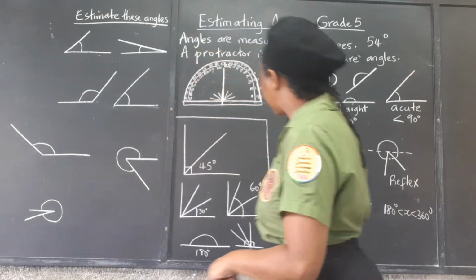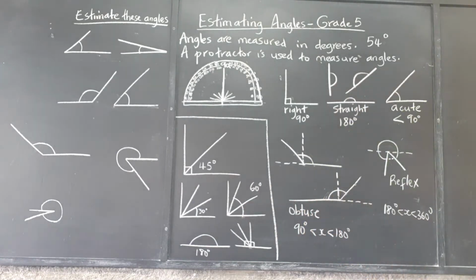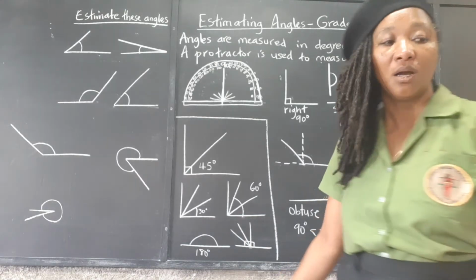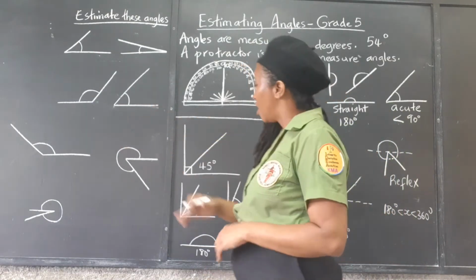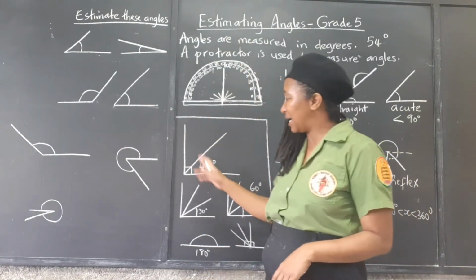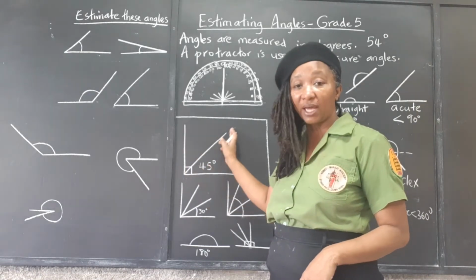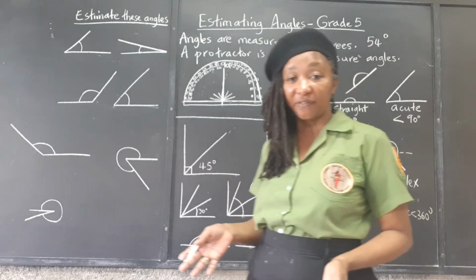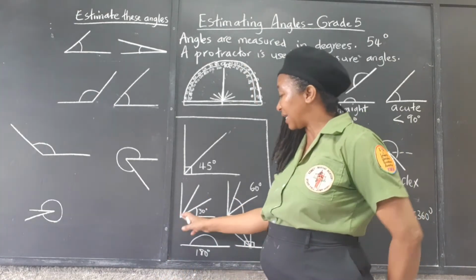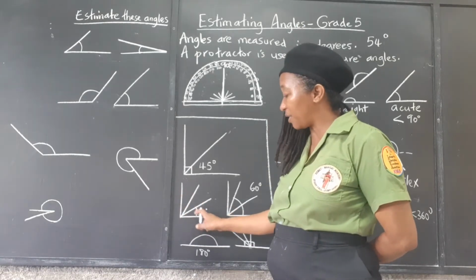We're going to use these clues to estimate these angles. Now, we know that a right angle is 90 degrees. So halfway through that angle would be 45 degrees. Half of 90 is 45, right? And if we divided that right angle into three equal parts, this one part would be 30 degrees.